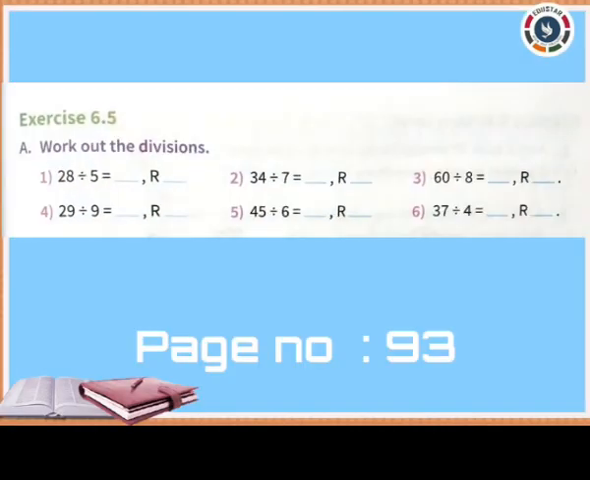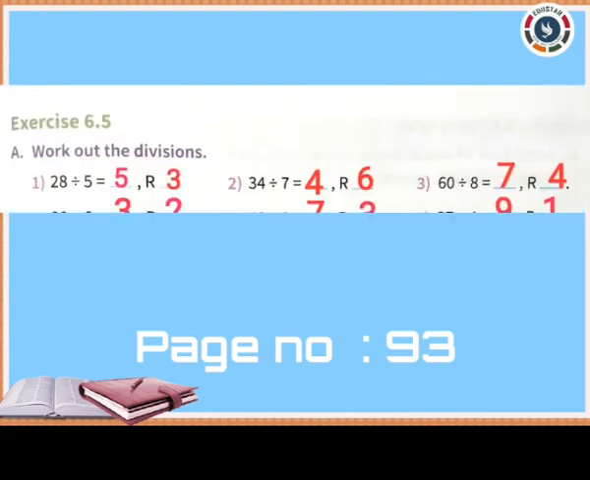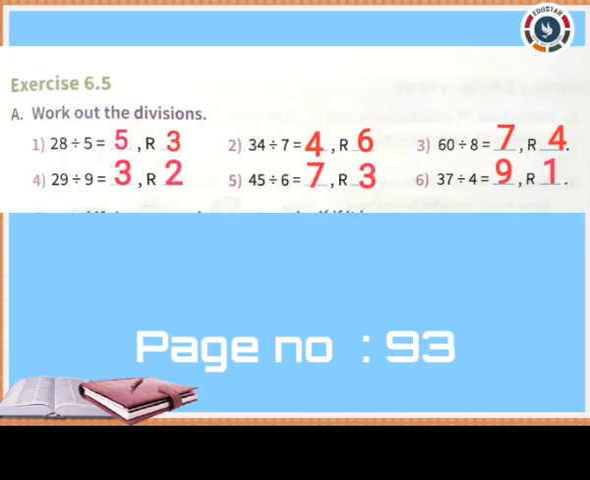Now take page number 93, exercise 6.5. A. Work out the divisions. Here totally 6 sums are given. Students, work out these sums in your rough note. You will get quotient and remainder. And fill these blanks using those quotients and remainders. If you get doubt, you can refer these answers.